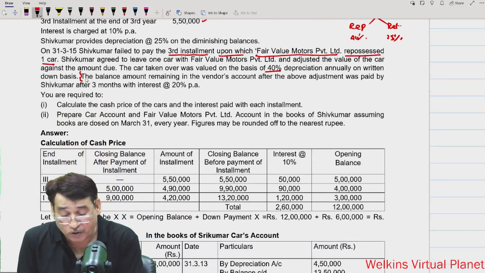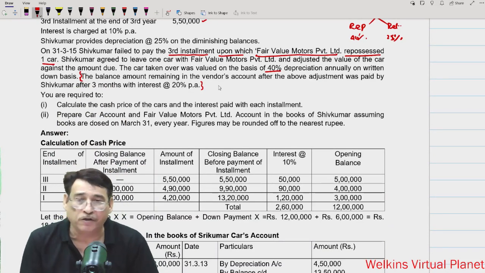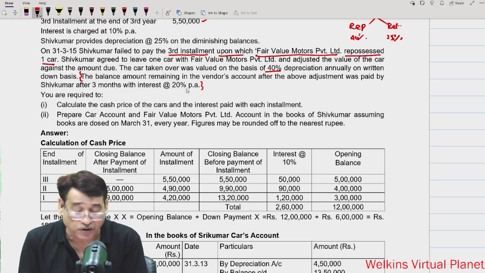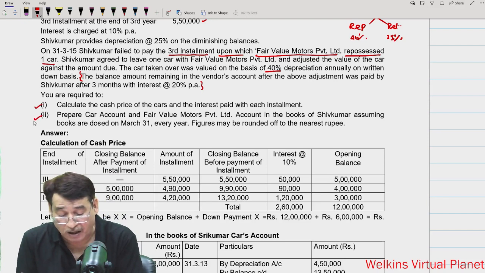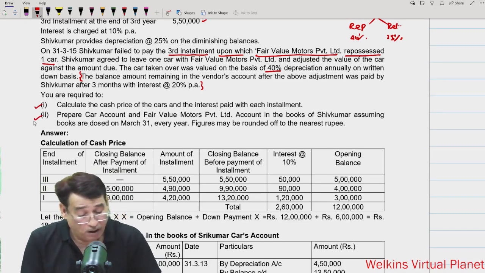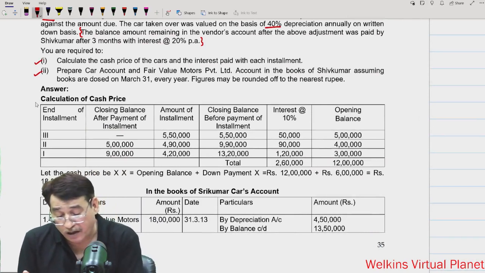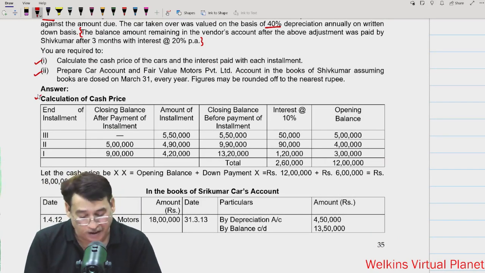Similar to the last question, here also it is written that whatever balance you will get in the vendor's account after the repossession will have to be paid off within the next 3 months with interest of 20% per annum. You are required to, and the same things are asked in this particular question also. Now see here, in your solution which you might be having, you might have been given the calculation of cash price. In this manner also we can compute the cash price, correct?